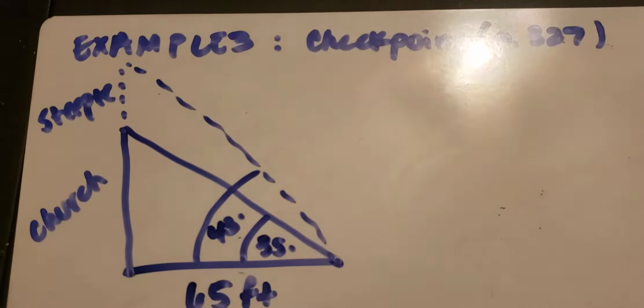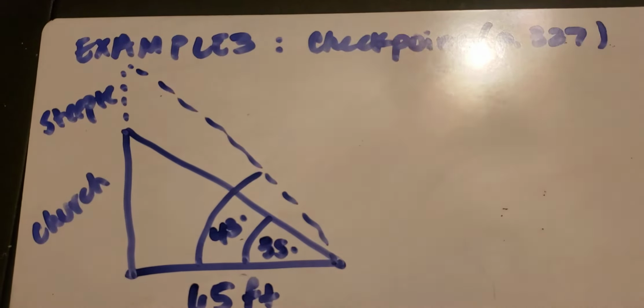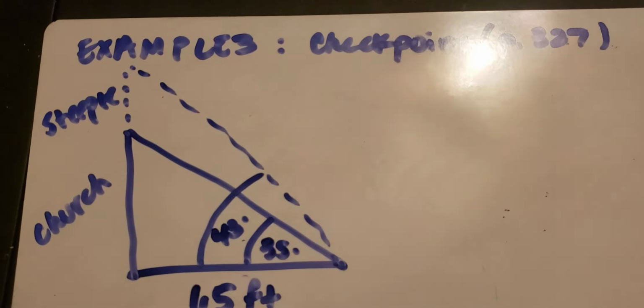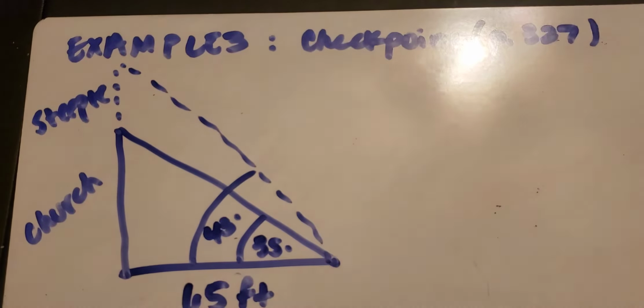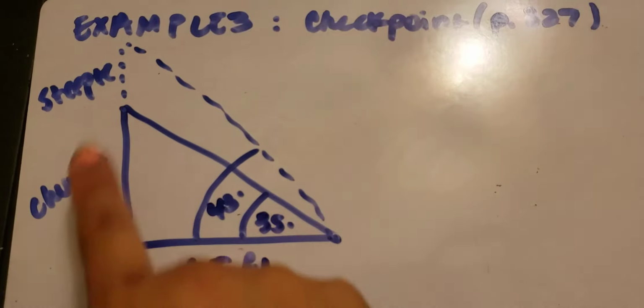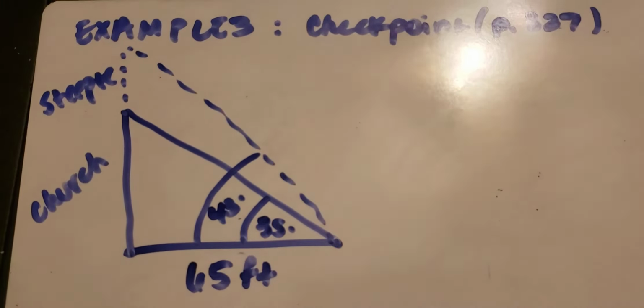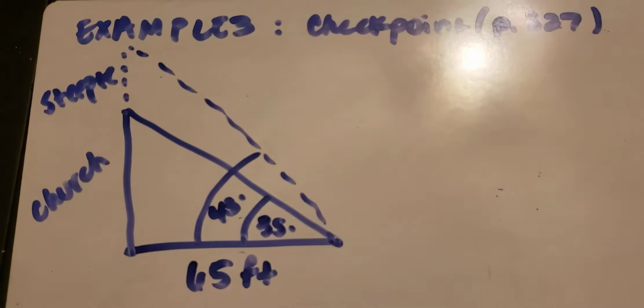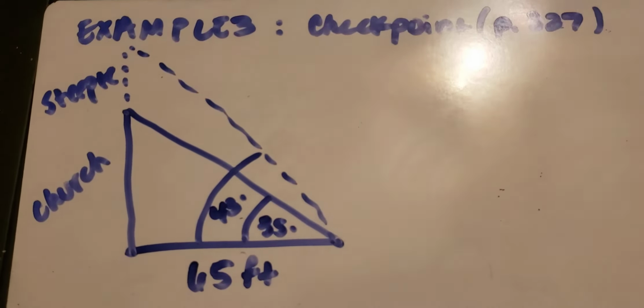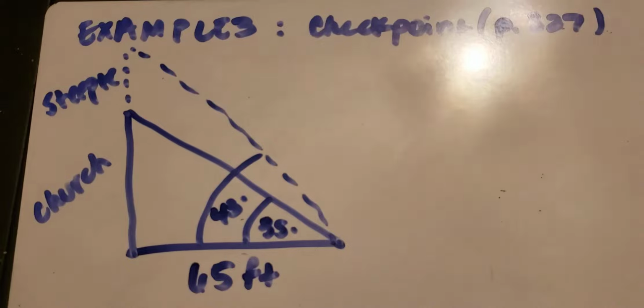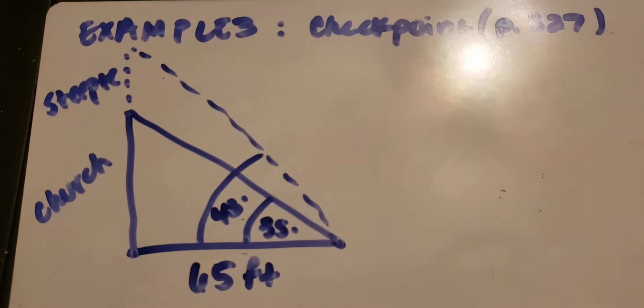Okay, example 3 is very similar to the previous one. That's why I went ahead and included it. So we're going to be doing the checkpoint on page 327. And once again, I already drew it. So let me read you the problem, or you can follow in the book. At a point 65 feet from the base of a church, the angles of elevation to the bottom of the steeple and the top of the steeple are 35 degrees and 43 degrees respectively. Find the height of the steeple.